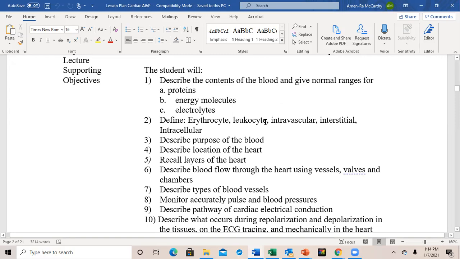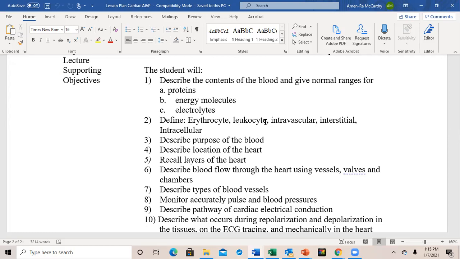You're also going to be able to define erythrocyte, leukocyte, intravascular, interstitial, and intracellular, which we talked about already in our term. We talked about there's three types of fluid in the body. You have intravascular fluid, which is fluid within the vessels, which are our veins or arteries and capillaries. Then you have interstitial fluid, which is fluid that's found in between, because inter means in between the cells. And then intracellular means inside the cell.